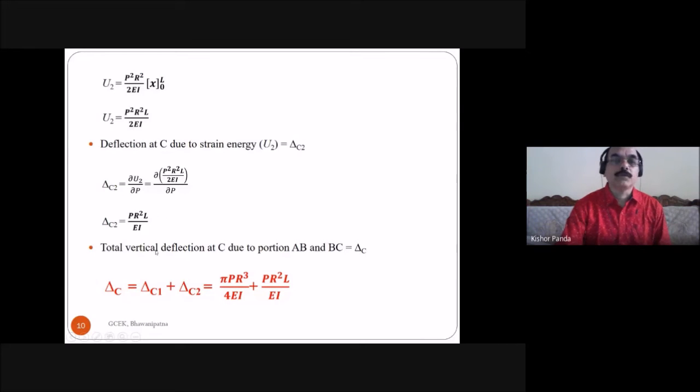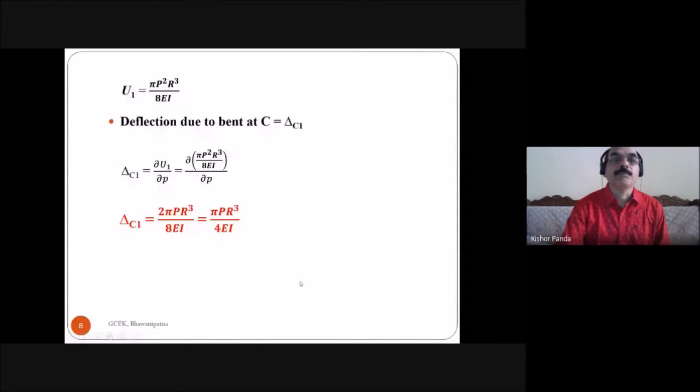by EI. So the total vertical deflection at C due to the portion AB and BC is delta C. Delta C is equal to delta C1 plus delta C2, which is equal to pi PR cube by 4EI plus PR square L by EI. So this is the vertical deflection at C due to the vertical lamp post.